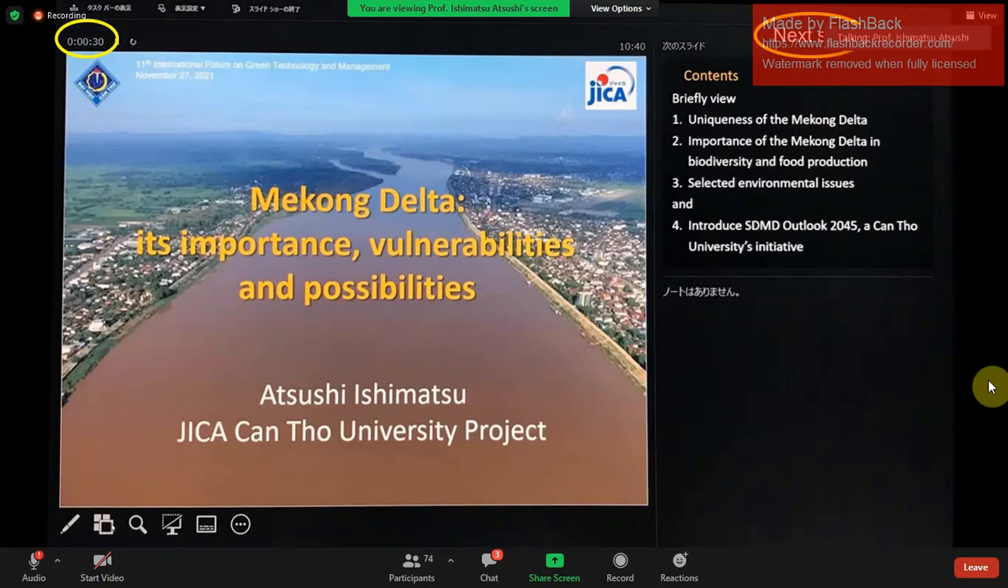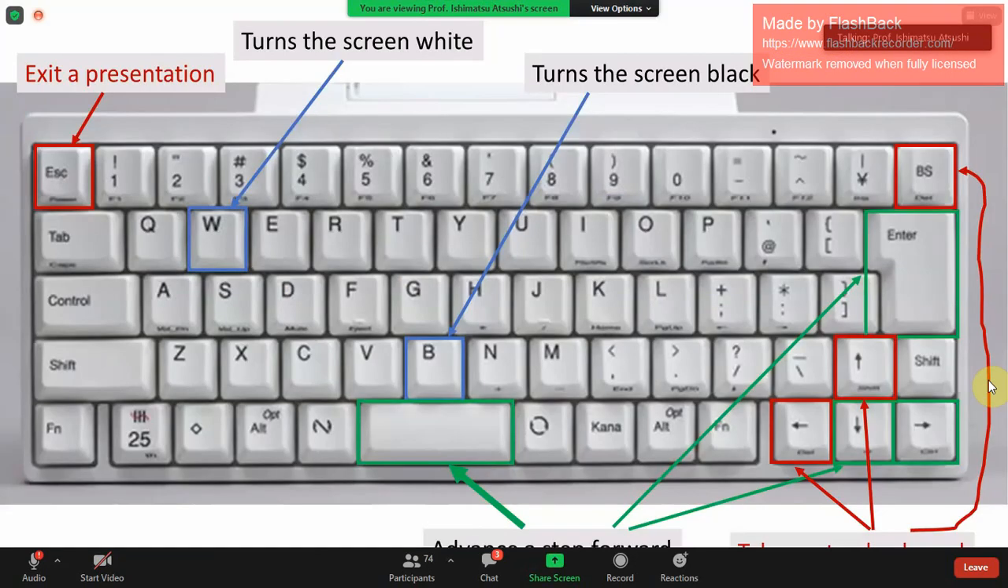And there are pens and pointers. In this particular PowerPoint, you have this here, and enlarge. Other functions are version dependent, so please look at your own PowerPoint to find how you can do this. These are quite useful.